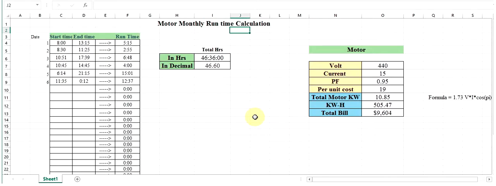That motor was B7A. That was the name of that motor. He said, here's the data, and I want to know the total motor kilowatts, then the kilowatt hours, the energy that the motor consumed, and the total bill of that motor at the end of the month.